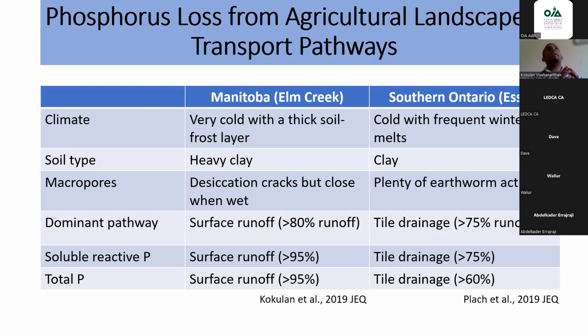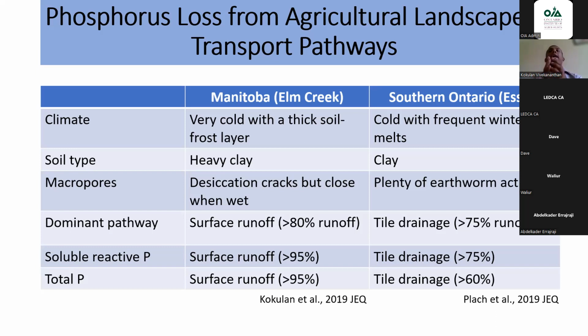So you have a thick soil frost layer, and when the snow melts, that's when the major runoff event for Manitoba occurs. The clays are less prone to macropores, as the macropores are not permanent. So these conditions favor the generation of surface runoff. In fact, more than 80% of the total runoff occurs as surface runoff. And this surface runoff contributes to more than 95% of the soluble reactive and total phosphorus losses.